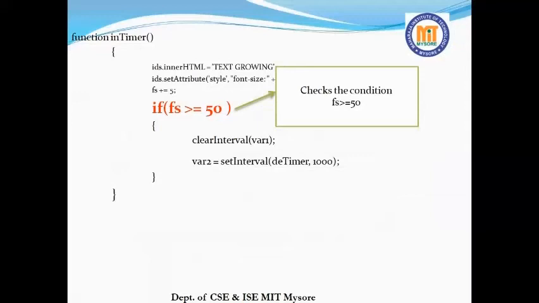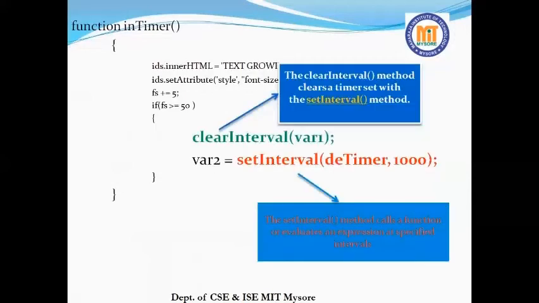Here the text is going to grow, that is, the size of the text will be increased up to some extent. That extent is that the size of the font should be 50. Once it reaches that, it will check this condition. If this is true, I am going to clear that interval. The clearInterval method clears a timer set with the setInterval method. The ID value returned by setInterval is used as the parameter for the clearInterval method.